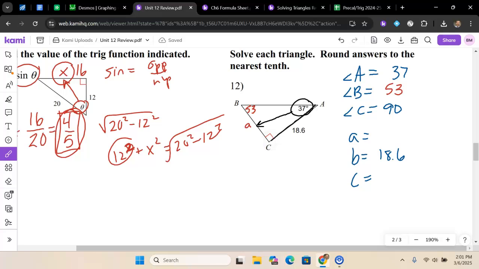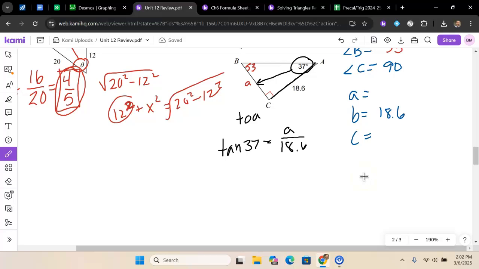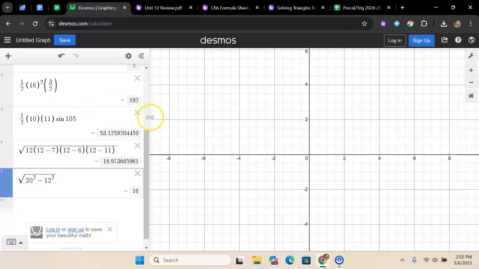So then I've got to think, okay, well, I'm looking for opposite. I have adjacent. Opposite and adjacent, that's tangent, right? That's TOA. So that means I'm going to do the tangent of 37 is going to equal the opposite side length, which is A, over the adjacent side length, which is 18.6. And then to solve for A, I would just multiply by 18.6. So A is going to be 18.6 times the tangent of 37, which I would plug into the calculator.